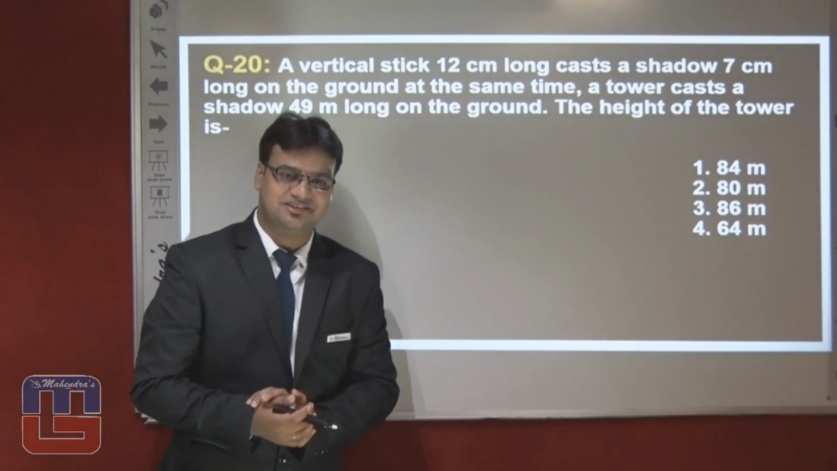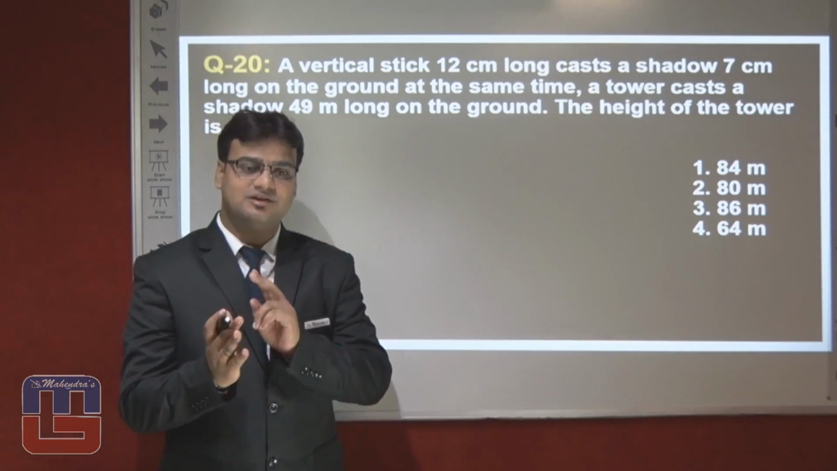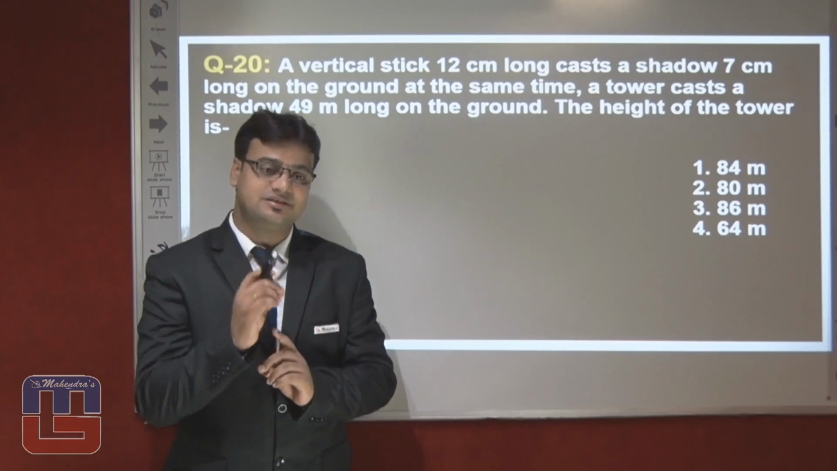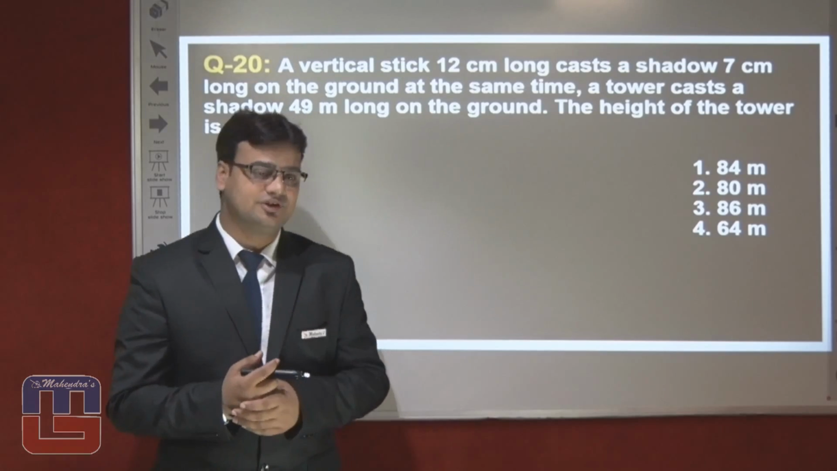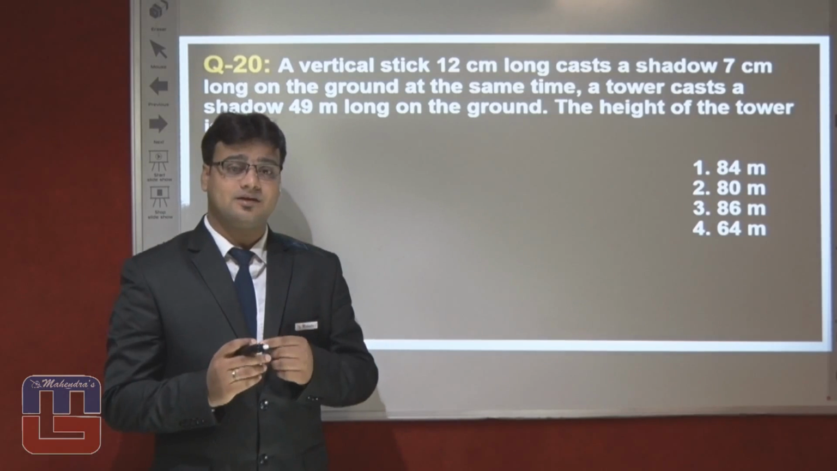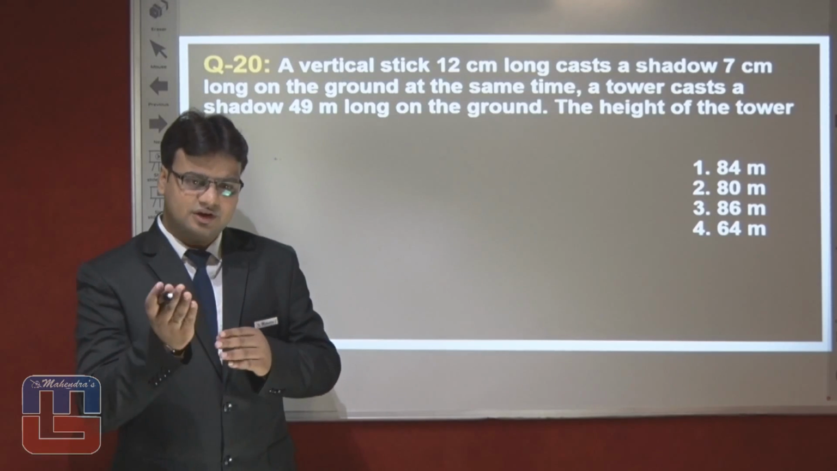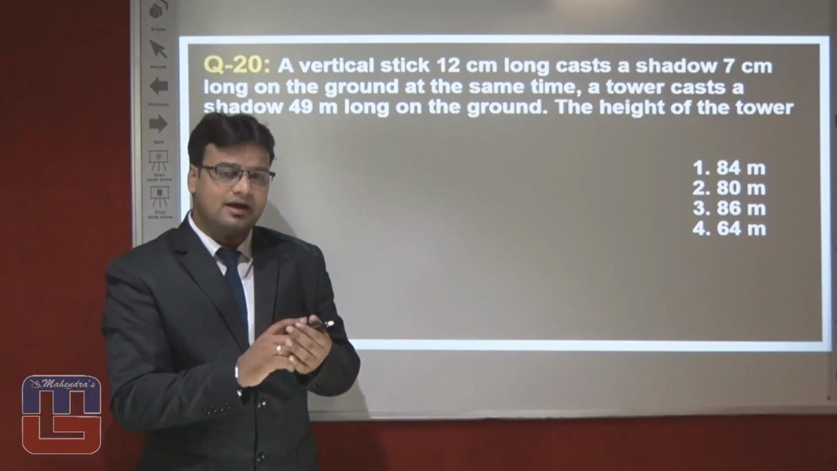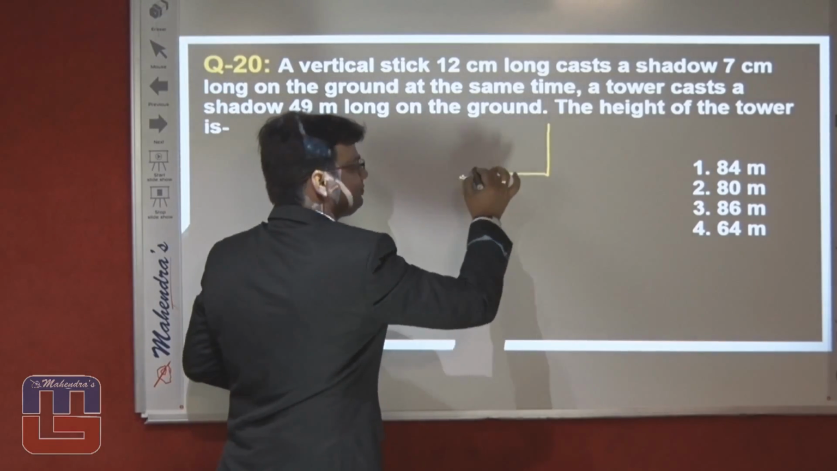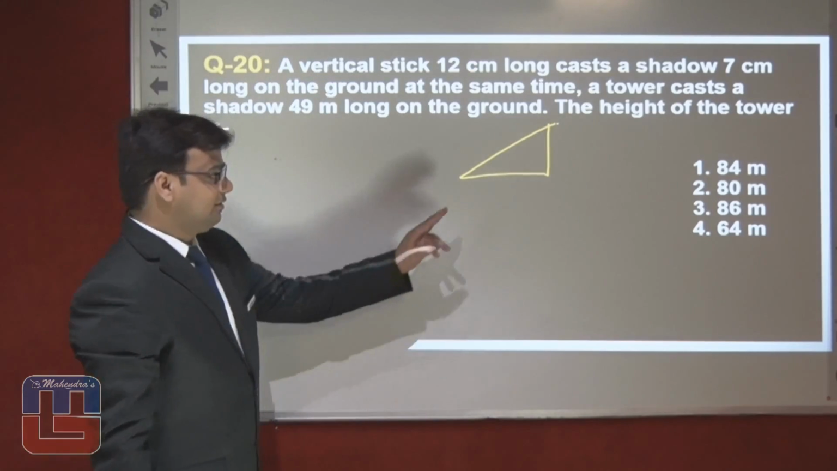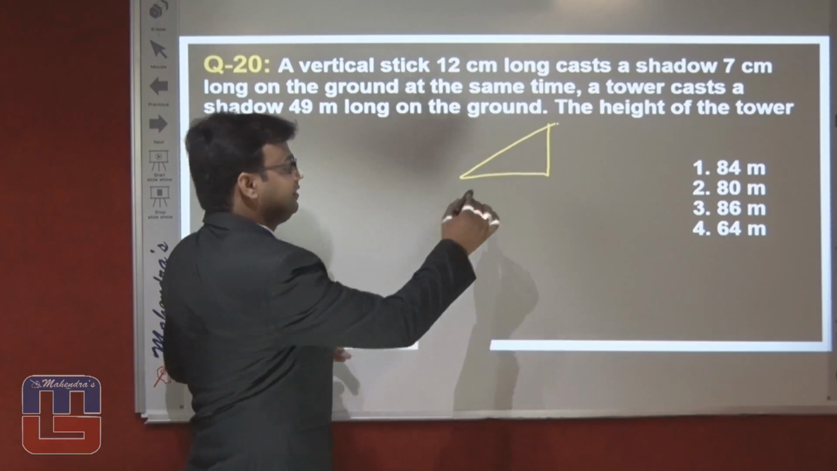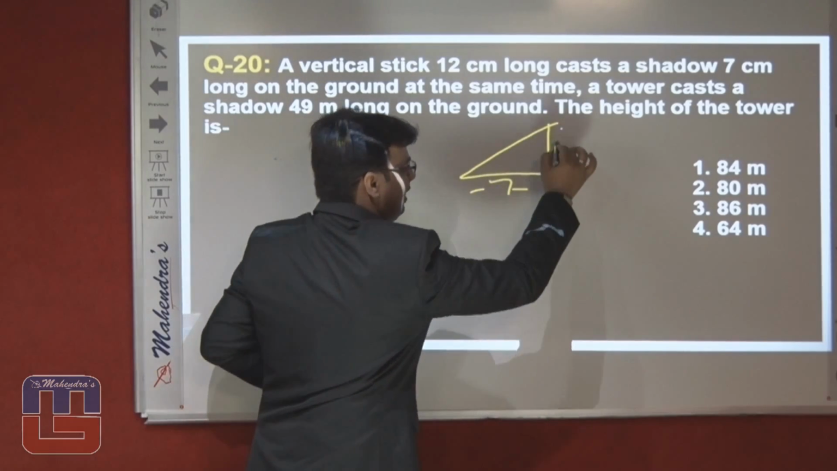It's the last question. Here we discuss only the special T20, that means the best T20 questions of SSC CGL 64. What is the question? A vertical stick 12 cm long casts a shadow of 7 cm. The shadow is always horizontal, and the vertical is the height, because it's perpendicular. It's 7 centimeters, and its height is 12 centimeters.